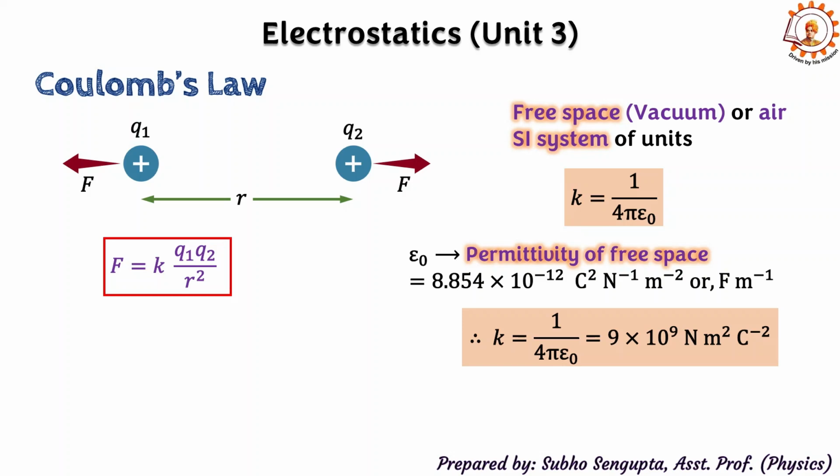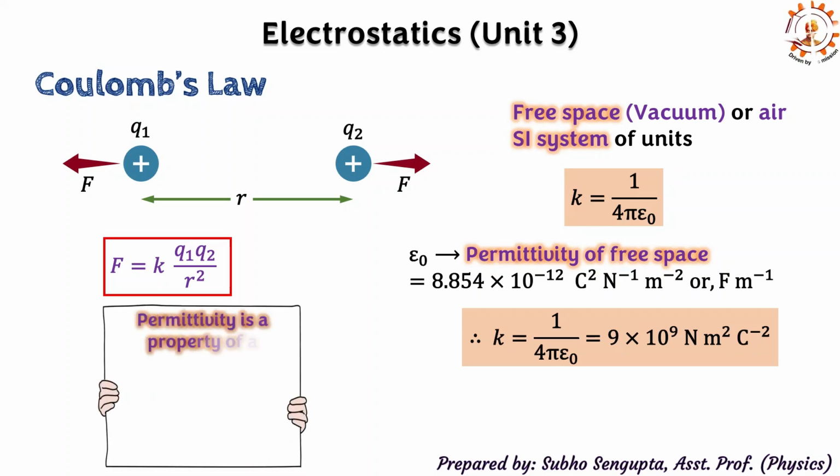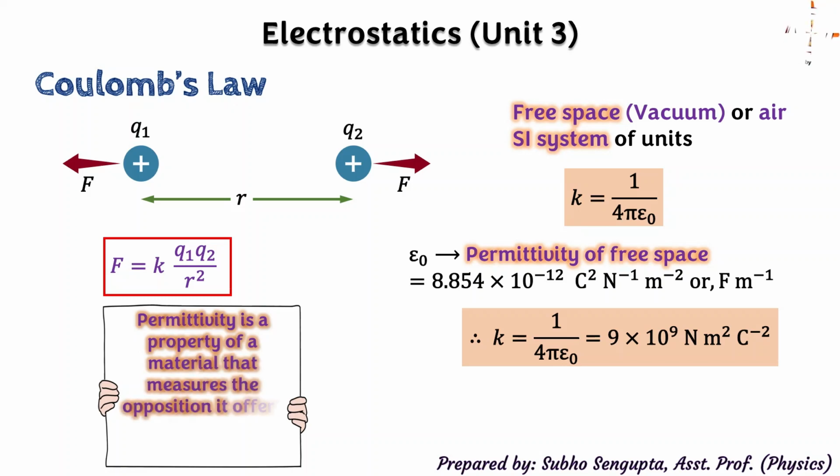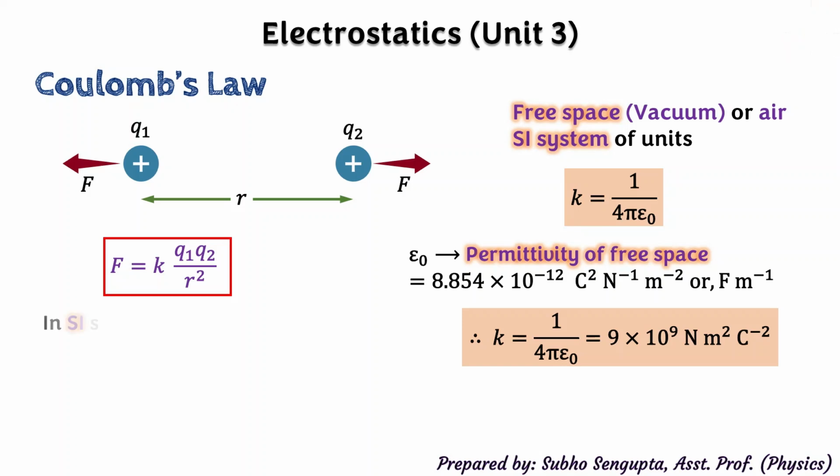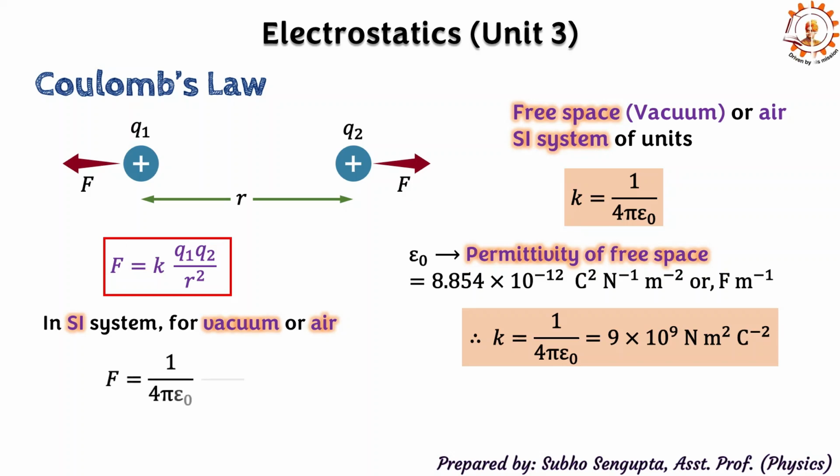Now the question arises, what is permittivity? Well, permittivity is a property of a material that measures the opposition it offers against an electric field. So, it is basically a description of the ease with which an external electric field can pass through a given material. Remember, if a material is observed to have a high permittivity, this indicates a better resistance to an external electric field. So, in SI system, for vacuum or air, the mathematical expression of Coulomb's law is F is equal to 1 upon 4 pi epsilon 0 times Q1 Q2 upon r squared.